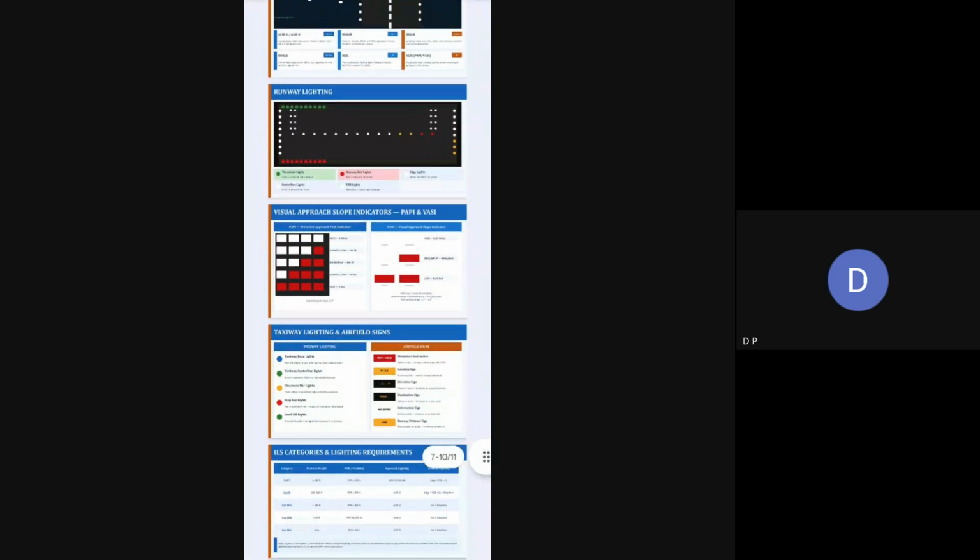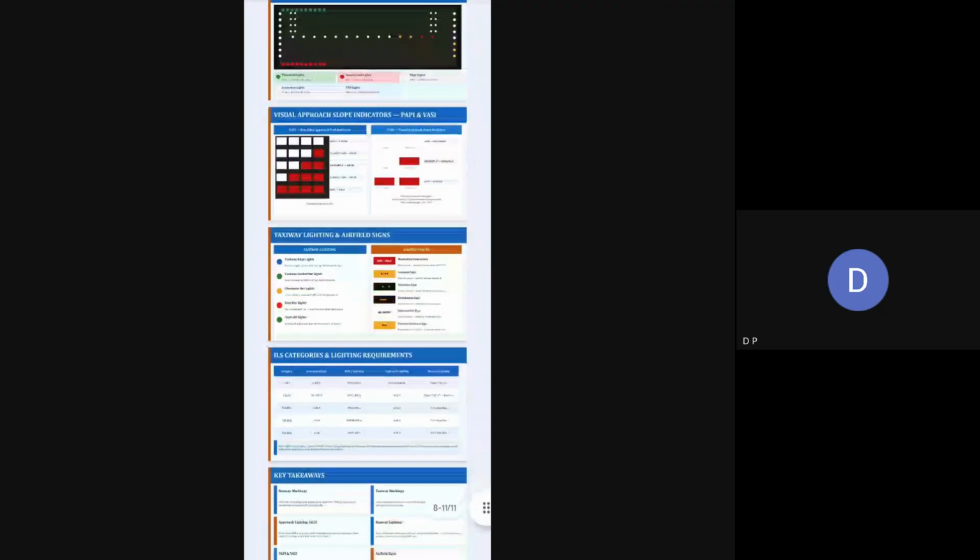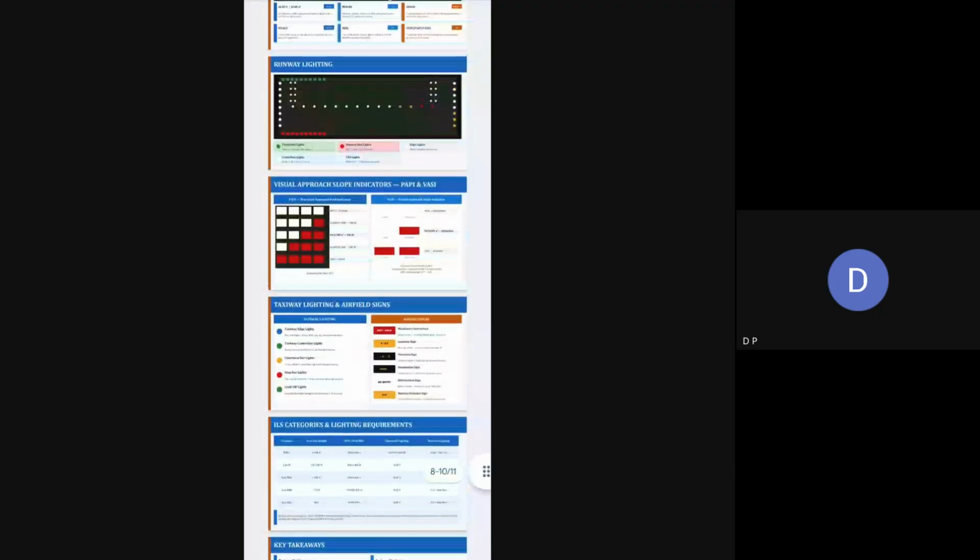Fifth is PAPI and VASI. These are glide slope indicators. They tell the pilot whether they are on the correct approach angle or not.